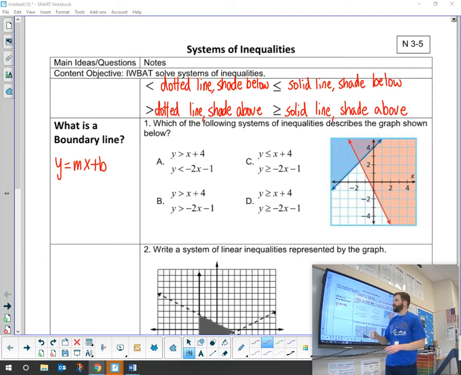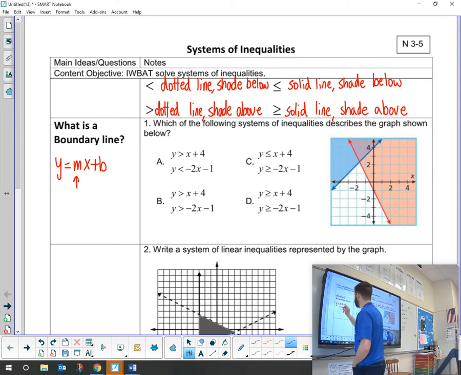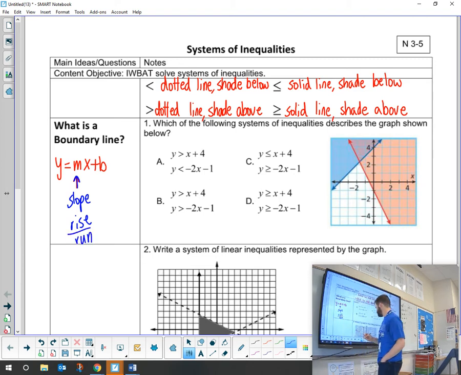Let's start off by remembering our y equals mx plus b. Remember, whenever we graph a line, we want to solve for y first. And remember, my m has changed colors. My m is my slope, that is my rise over my run. Next thing to remember is my b. My b is my y-intercept, or in other words, where my graph intercepts the y-axis.